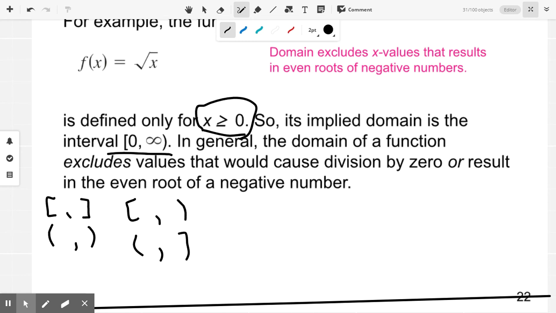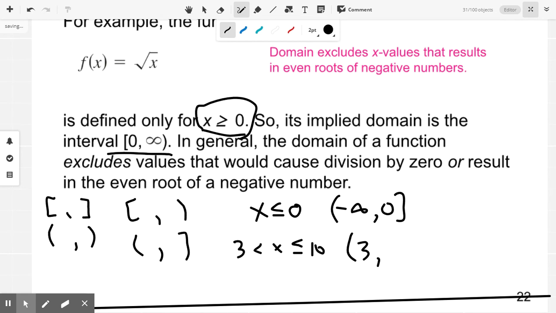If I wanted to say all numbers x is less than or equal to 0, then I would go from negative infinity up to 0, including 0. This represents all numbers less than or equal to 0. It goes from negative infinity all the way up to 0.